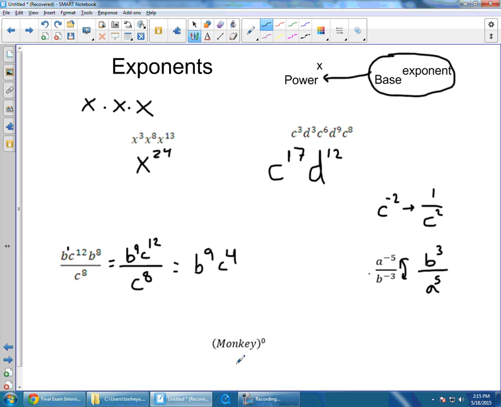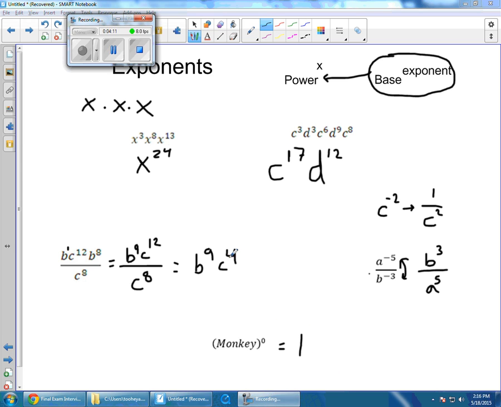Lastly, hopefully the easiest one we have is anything to the 0 power is just 1. So even monkey to the 0 power is just 1. Hopefully this helps you out with the exponents part of your packet in your final exam review.